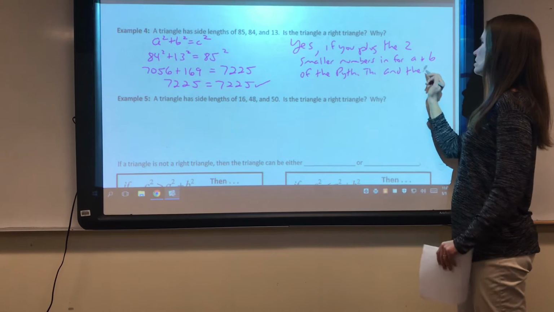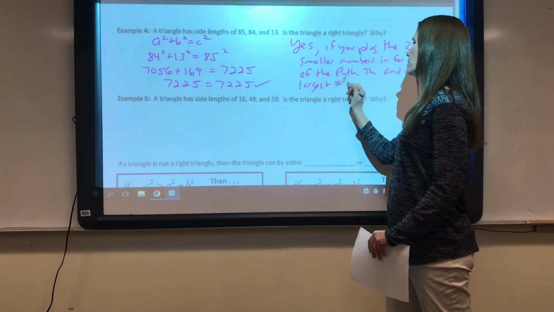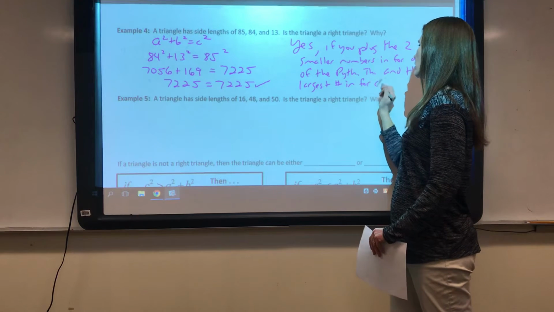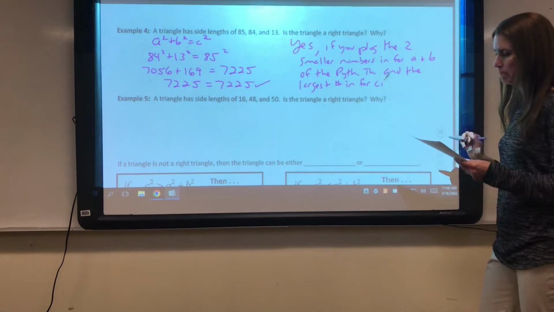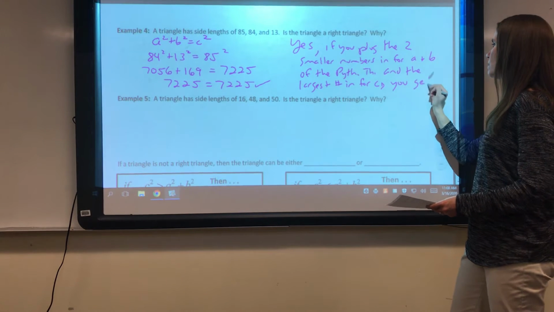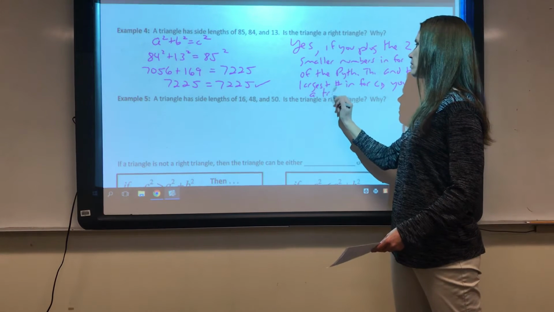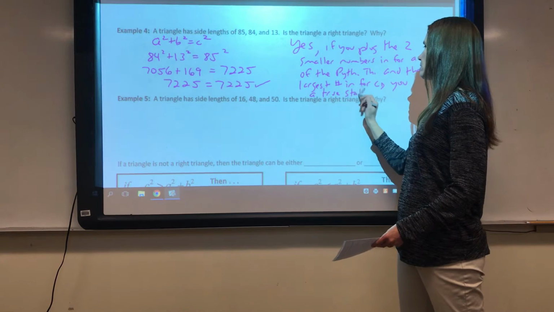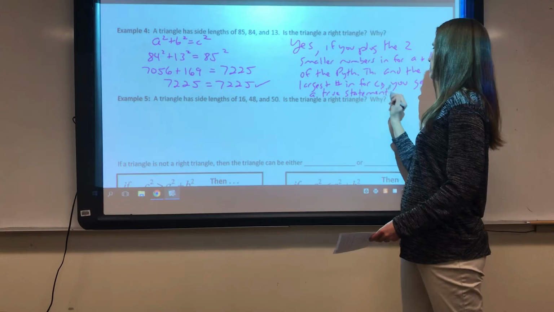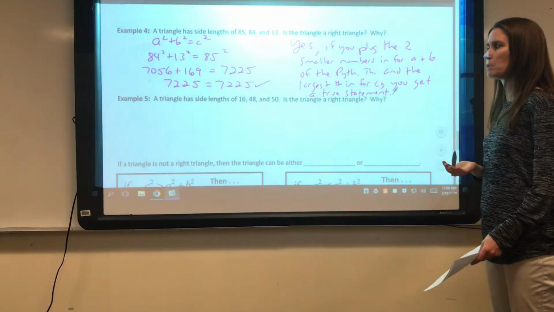And the largest number in for c, you get a true statement. Okay, and that's one way to explain it. There's obviously other ways you could explain it as well.